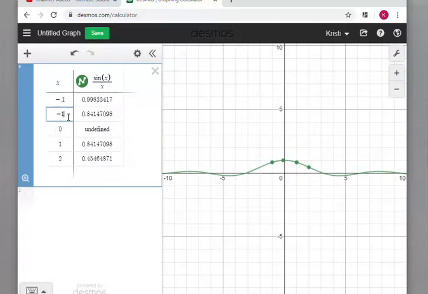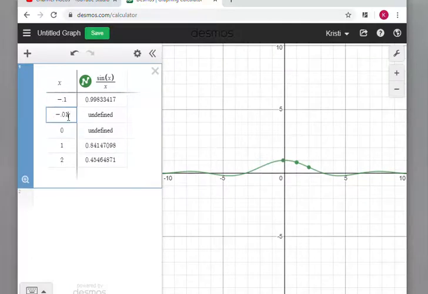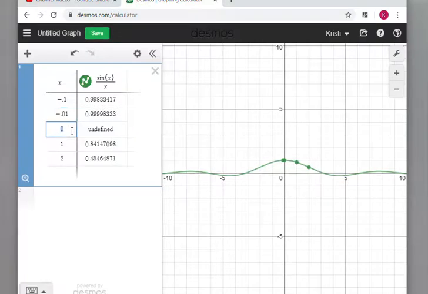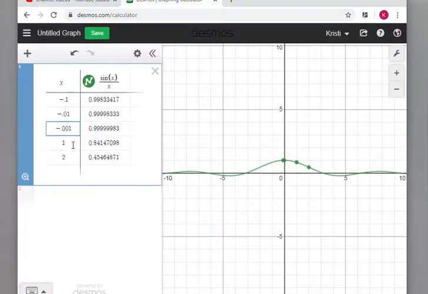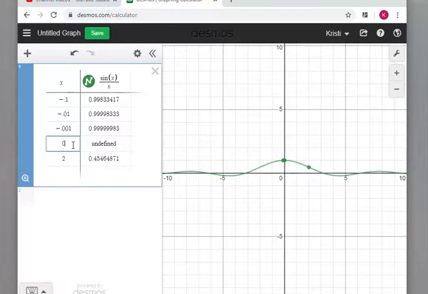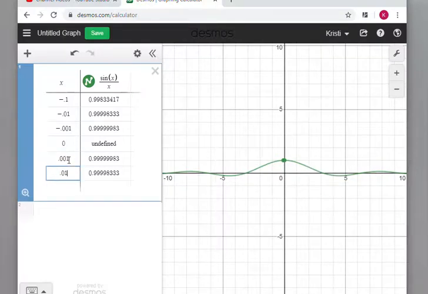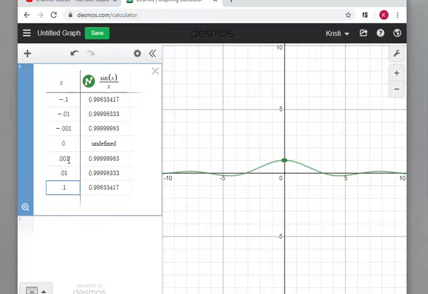Starting with -0.1, -0.01, -0.001. I'll go ahead and put 0 in here, even though I know it's going to turn out to be undefined, right? 0 in the denominator is a problem. Then on the other side, I'd have positive 1/1000th. I cannot type. Let's try that again. There we go. And 1/100th and 1/10th. There we go.